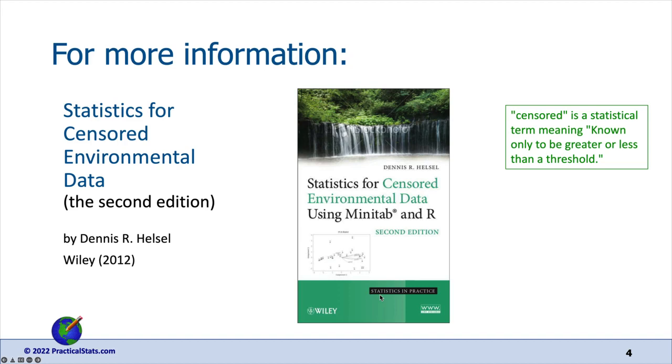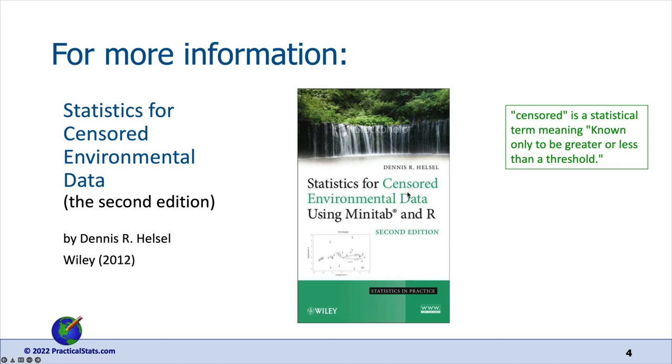If you don't remember anything else, there's more information on what we're going to talk about today and what we're going to talk about in May on methods for data with nondetects in a book that I wrote called Statistics for Censored Environmental Data using Minitab and R. It's the second edition. It came out in 2012, and the first edition came out about 2004 or 5 under a different title.